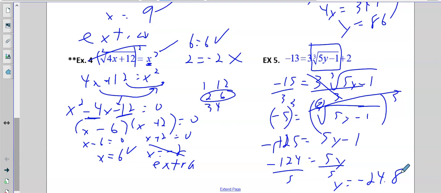Okay, so let's test our answer. We're going to plug it back in. We're going to do negative 24.8 times 5, which gives us negative 124. Minus 1 is negative 125. The cube root of that is negative 5. Times 3 is negative 15. Plus 2 is negative 13. And that answer checks out, even though it's a decimal and even though it's negative.